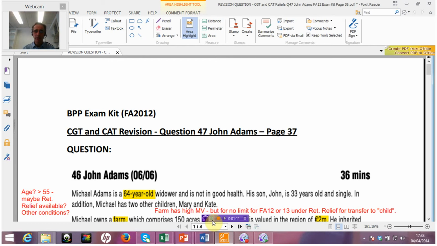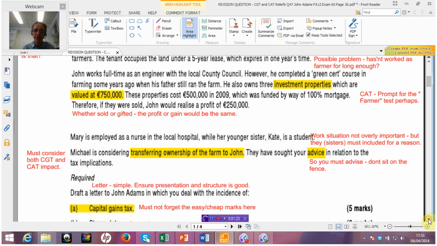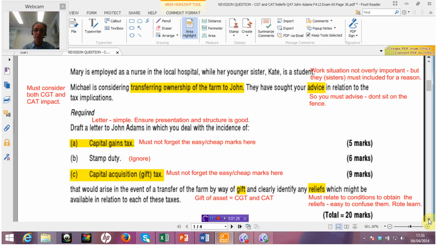In terms of a starting point, where we have a P6 question, the first thing we're going to do is not read from the top down. We're going to look at the requirements first. The reason is that we need to know what we're looking for when we look through the body of the question. If we read the question first, we really don't know what we're looking for.